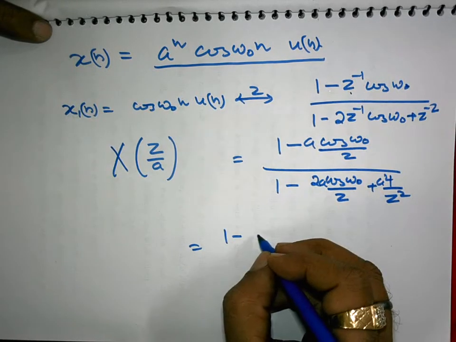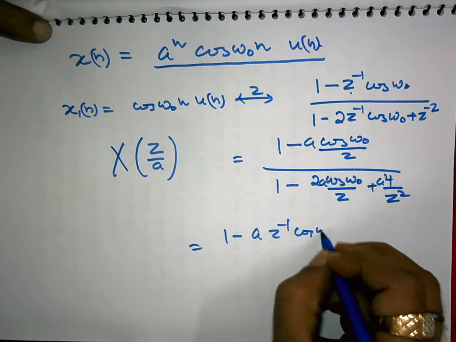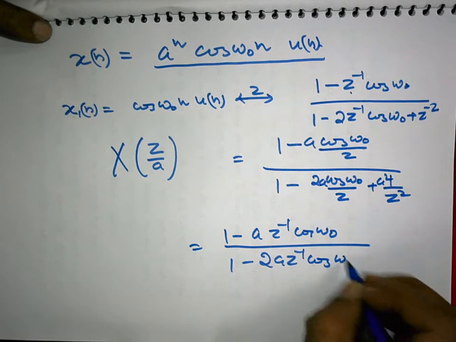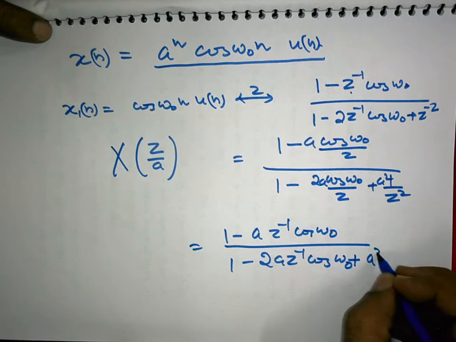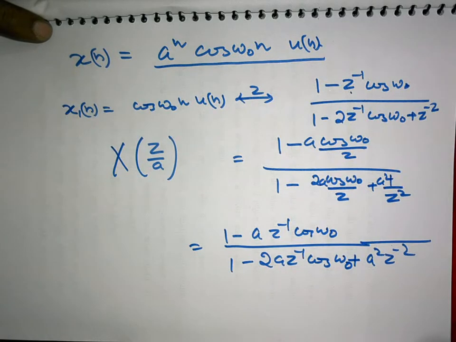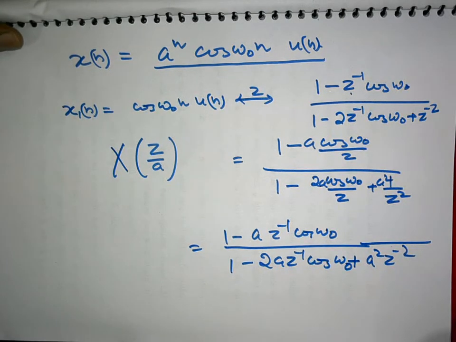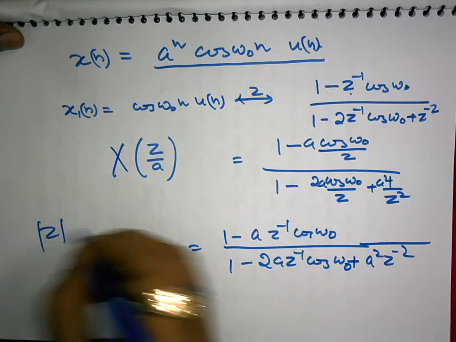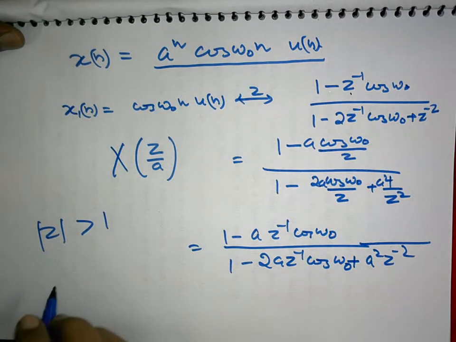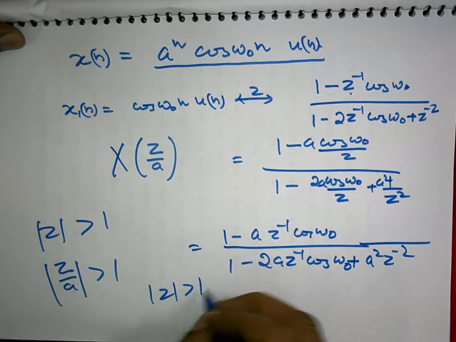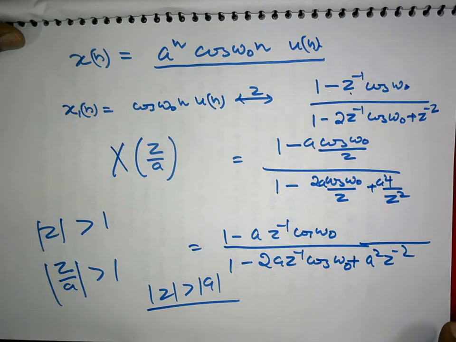So, this can further be written as (1 minus a z inverse cos omega 0) over (1 minus 2a z inverse cos omega 0 plus a square z to the power minus 2). Getting my point? And the region of convergence will be, there the region of convergence was mod z greater than 1, and here mod z by a will be greater than 1. So, simply mod z is greater than mod a. This is the region of convergence for this signal.